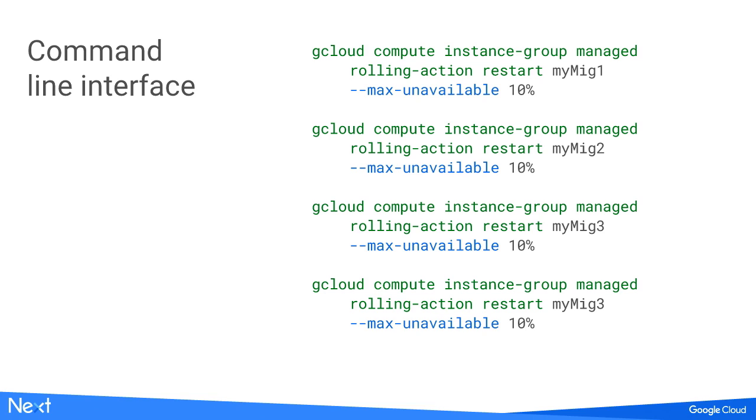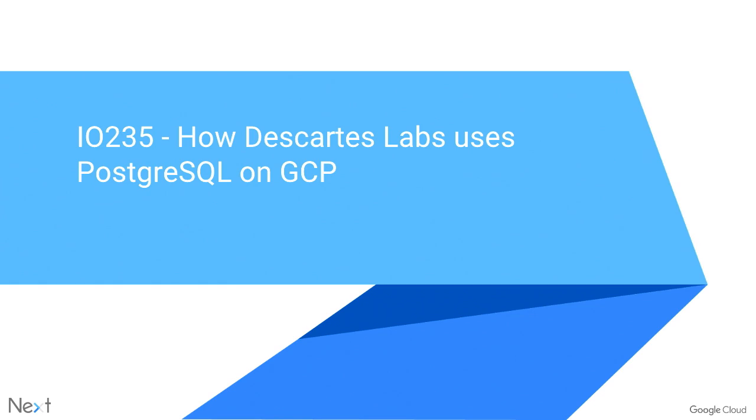And because there's 17 of these MIGs, they can do a scripted rollout with gcloud commands going one at a time. But because they're non-blocking, all 17 get submitted basically at the same time, and the MIGs update or restart in parallel. Now, if you want to know more about Descartes Labs and how they set up their systems, there is a great talk they did today, IO235, how Descartes Labs uses Postgres on GCP. They also talk a little bit more about their setup, so it's worth checking out if you're interested in that use case.